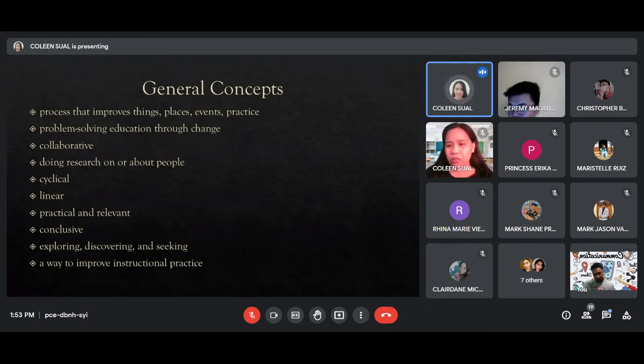Doing research on or about people. What is our goal here? Improve the quality of our lives, solve our problems.